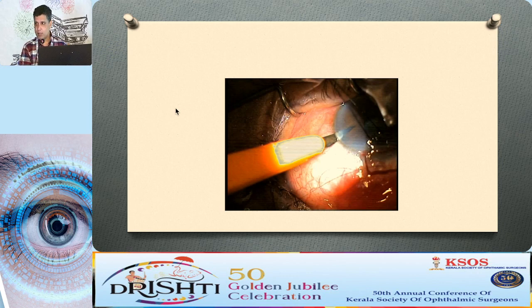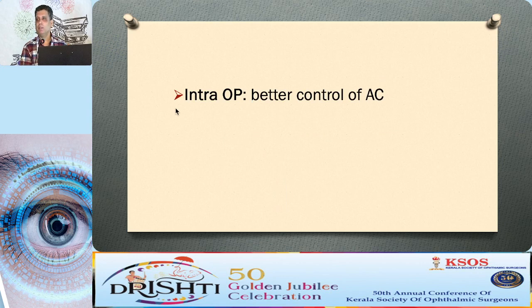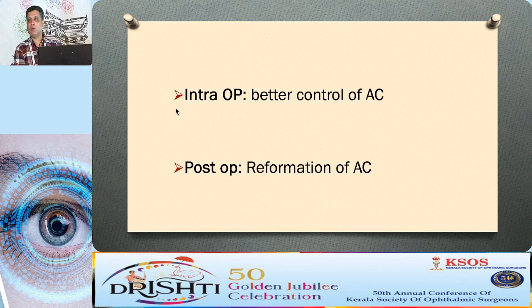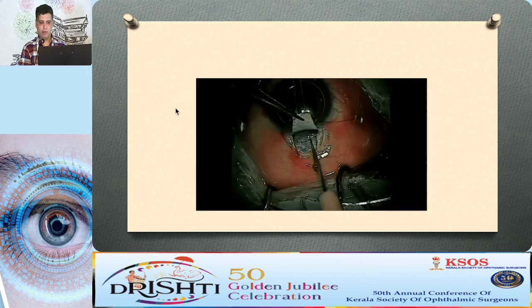In such cases, they are especially important, but even in normal cases, it gives you better control of the anterior chamber. And post-operative phase also, for some reason, if you require AC reformation, it is easier to have a pre-existing paracentesis rather than constructing a paracentesis on a collapsed flat anterior chamber, which is very difficult.